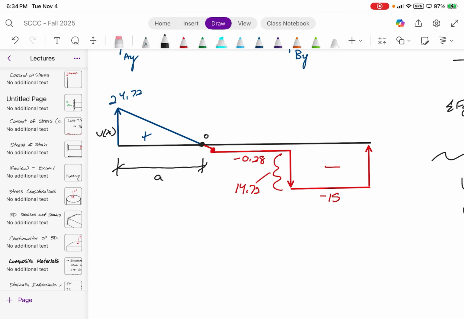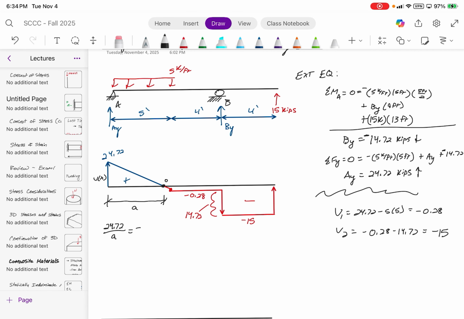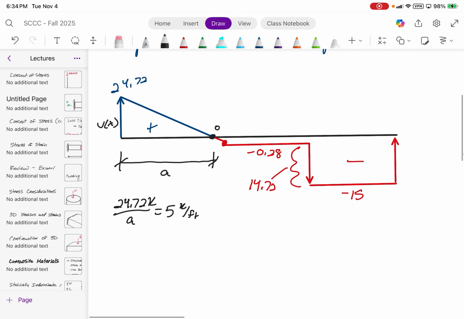We can find A pretty straightforward. You just take the relationship of 24.72 divided by A and set that equal to the magnitude of the distributed load. This comes from similar triangles, or law of sines. If you really want to do the law of sines, it's up to you. So for A, what you should find is 4.944 feet.